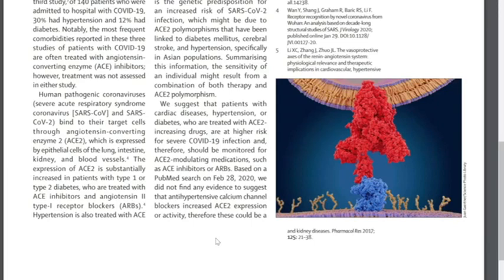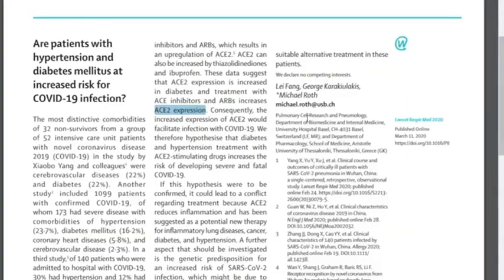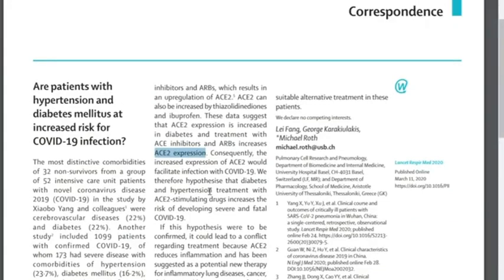We did not find any evidence to suggest that antihypertensive calcium channel blockers increase ACE-2 expression or activity. Therefore, these could be suitable alternative treatment in these patients. Here we have an article, a correspondence to a very major journal, which is raising an alarm on millions of patients who are on these medications and saying that they hypothesize that the patient could be at risk. So obviously this has raised quite a stir.